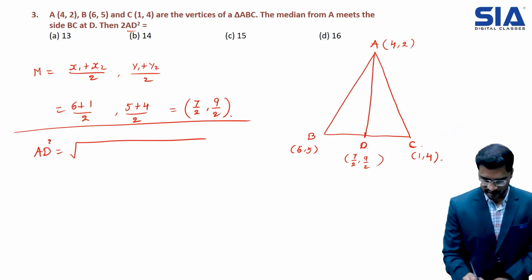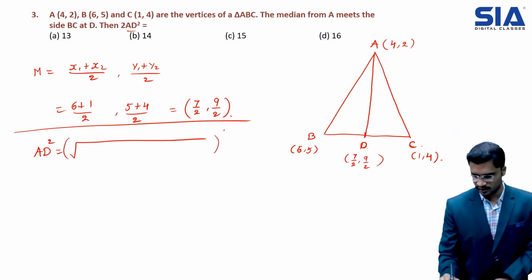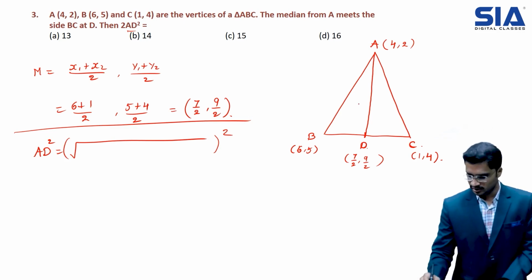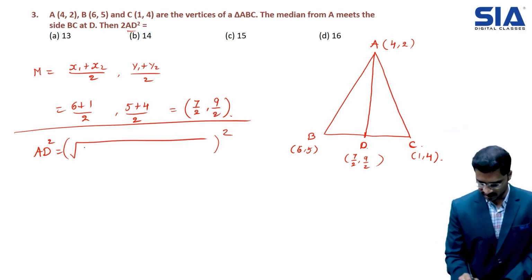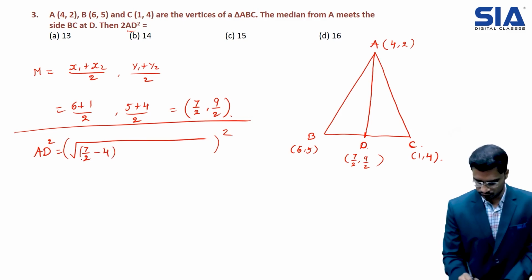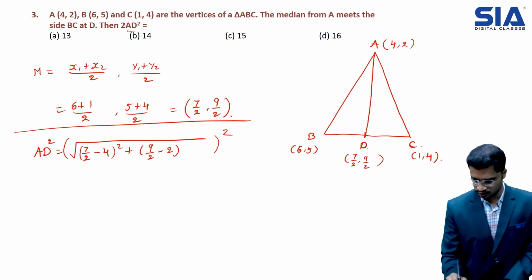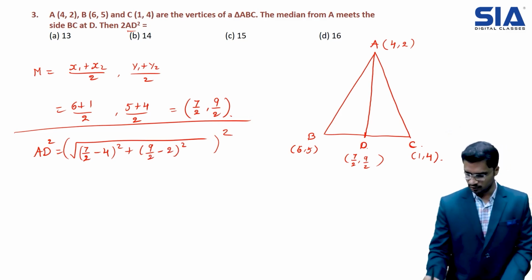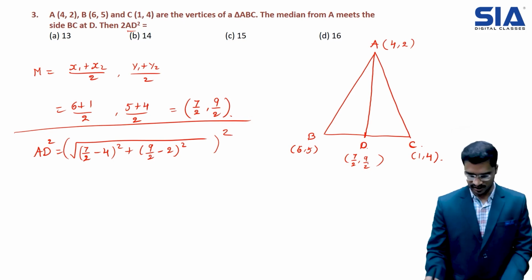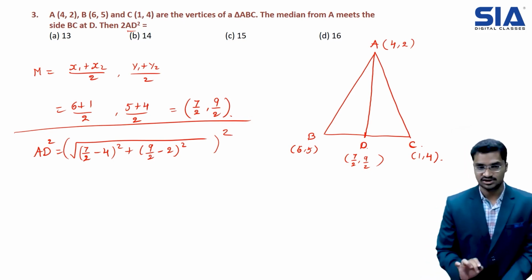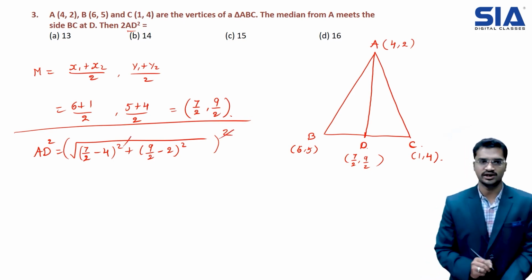But we want to find the value of AD square, so we have to square this value. Now the distance of AD can be written as (7/2 − 4) whole square plus (9/2 − 2) whole square. Now this is the value, so square and root get cancelled.